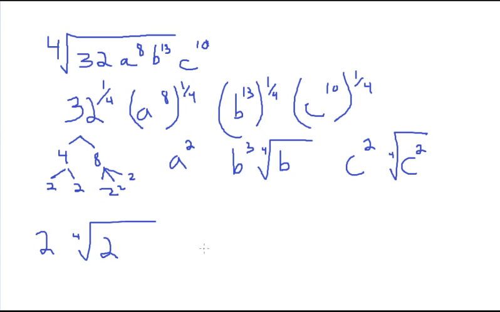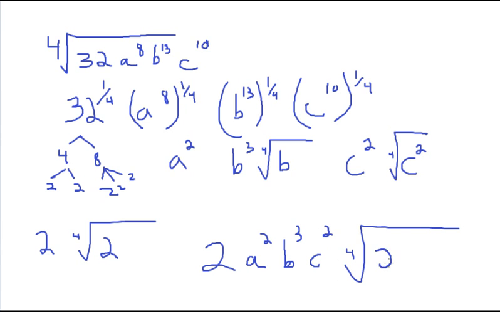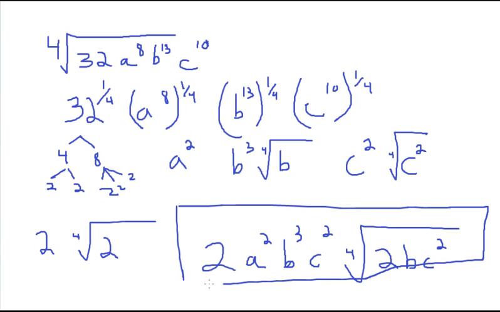So if we put this together, it would look like 2, a to the 2nd power, b to the 3rd power, c to the 2nd power, and then the 4th root, and then we're going to put the 2 in there from here, the b and the c to the 2nd power, and that is our answer.